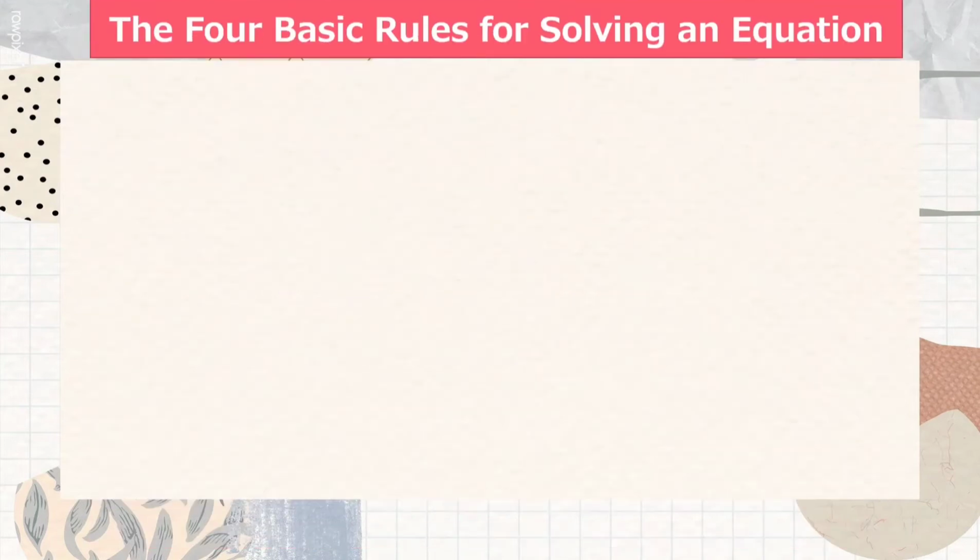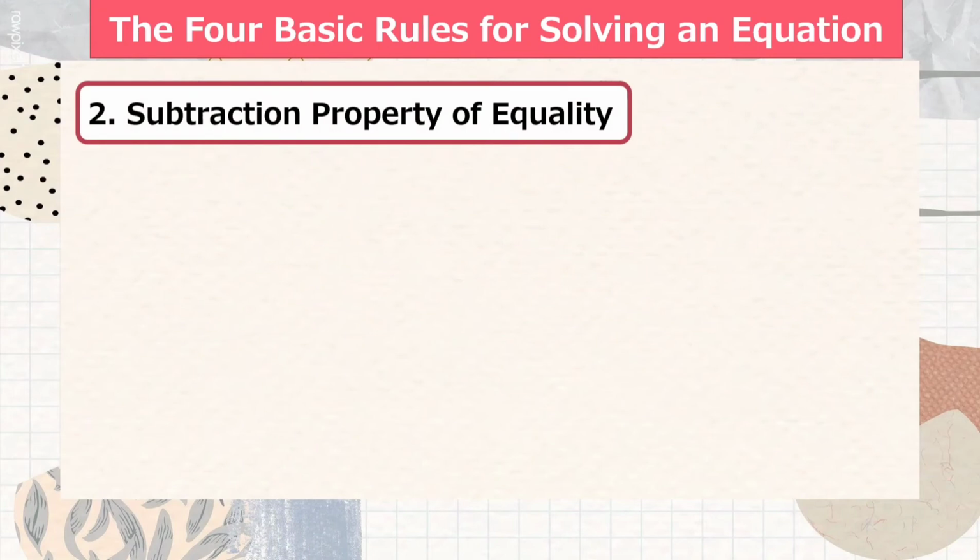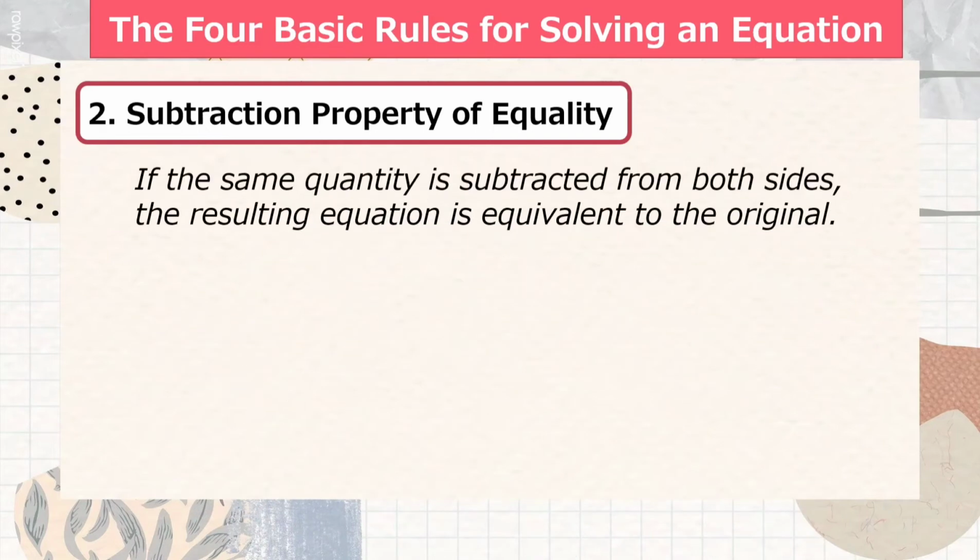Okay, so let's have the second basic rule, which is the subtraction property of equality. What is the rule here? If the same quantity is subtracted from both sides, the resulting equation is equivalent to the original. It is the same as the addition property of equality. Okay, so let's have an example.